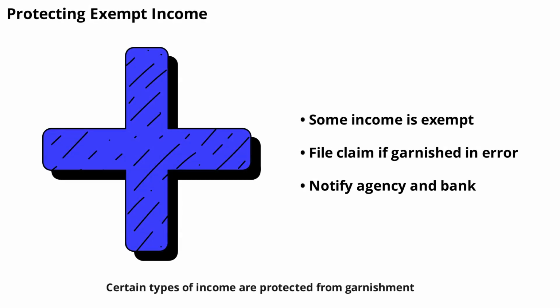Certain types of income are protected from garnishment, even for government debts. These include Social Security, with exceptions, disability benefits, and some retirement income. If your protected income is garnished in error, you can file a claim to have the funds returned. It's important to notify the agency and your bank if you believe your exempt income is at risk.